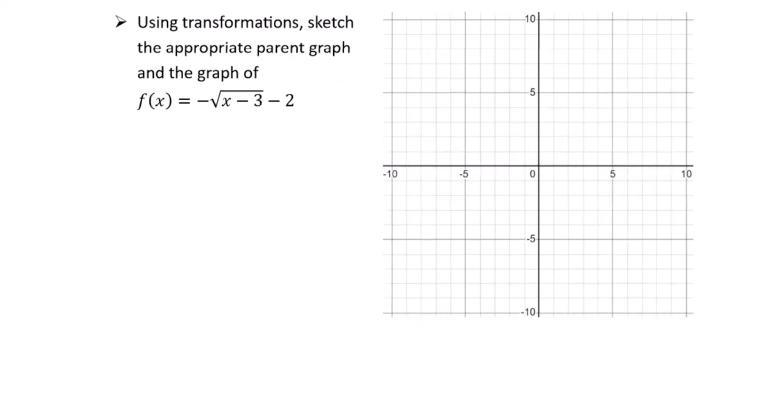Here, using transformation, let's sketch the appropriate parent graph, and the graph of f of x equals negative square root of x minus 3, minus 2. The parent graph is going to be y equals the square root of x. And we can quickly sketch this. These days we're getting pretty quick at sketching those parent functions.